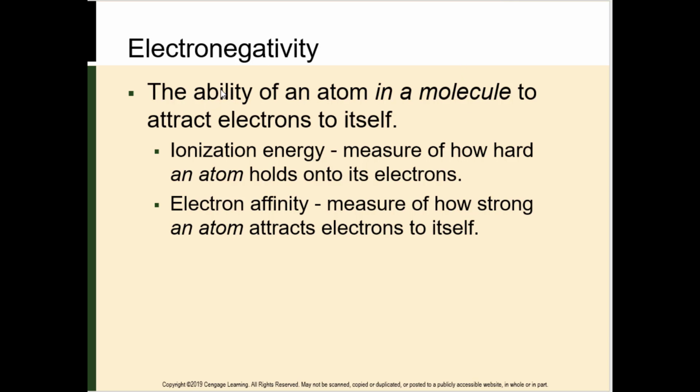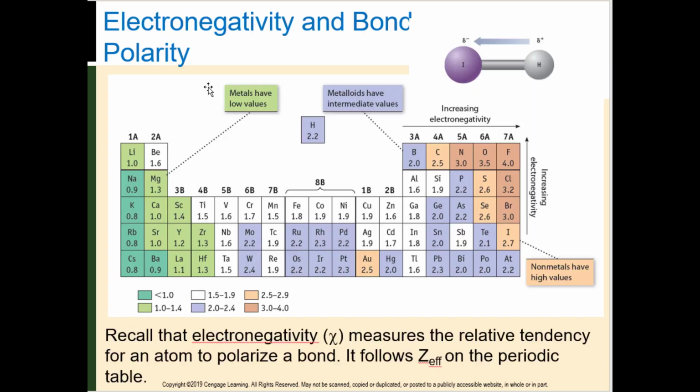So remember that electronegativity is the ability of an atom in a molecule to attract electrons to itself. Think electronegativity, electrons are negative and it wants them. It has an electron affinity. It's wanting those electrons. The ionization energy is the measure of how hard an atom holds on to its electrons.